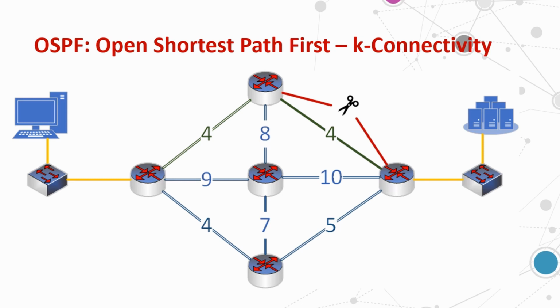In graph theory, this is referred to as K-connectivity. In this case, we are talking about edge connectivity. Assume that we have two lines or two edges running between each router depicted. In this case, the graph is 6 edge connected. It would take the removal of 6 edges to disconnect one of the routers from the network.